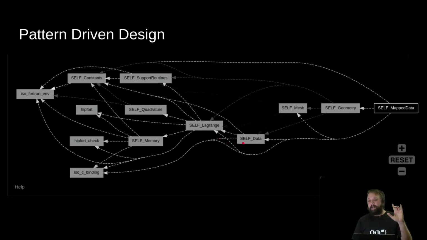If we have the Lagrange interpolants and we have data, and then we combine that with the mesh and the geometry, we can create this SELF-Map data class. This is where we got to by the end of Q1, with a lot of that refactoring in place, which was again just a CFD solver before.